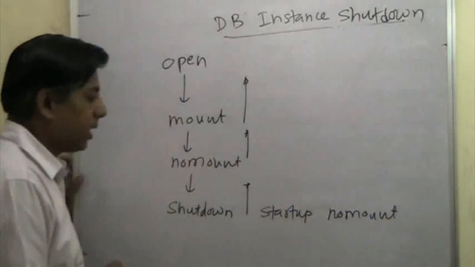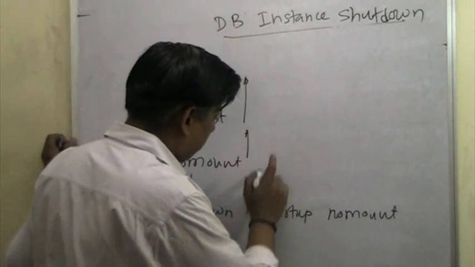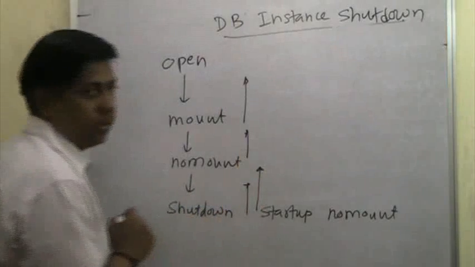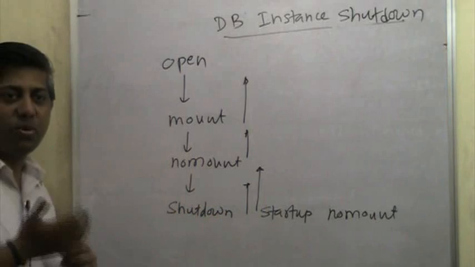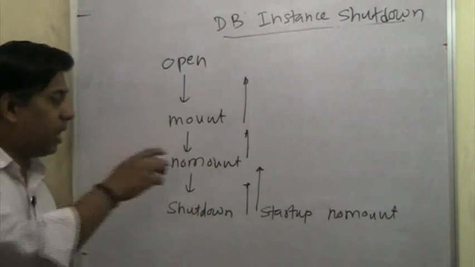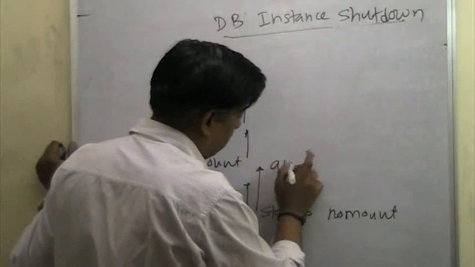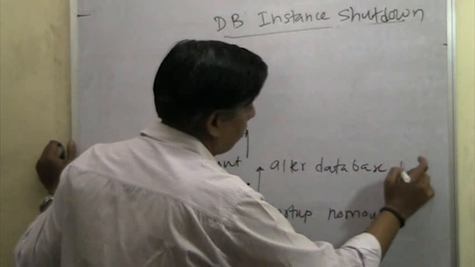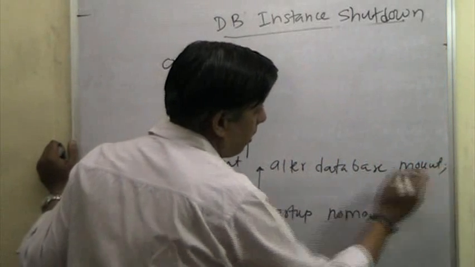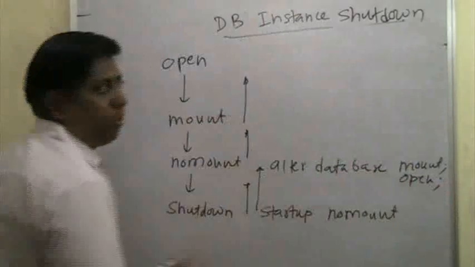Okay, startup nomount is a command which will take you from the bottommost floor to the first floor. Only that much. Then once you are on this first floor, is there any way to go to the next floor? Yes, alter database mount, or alter database open. Open will take you all the way to the top level.